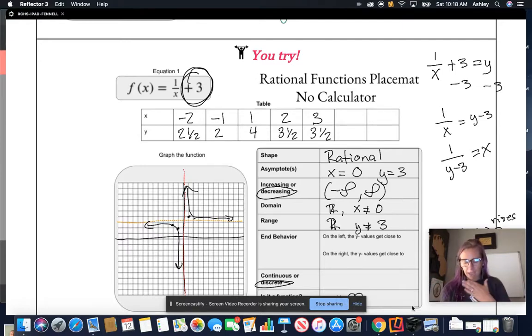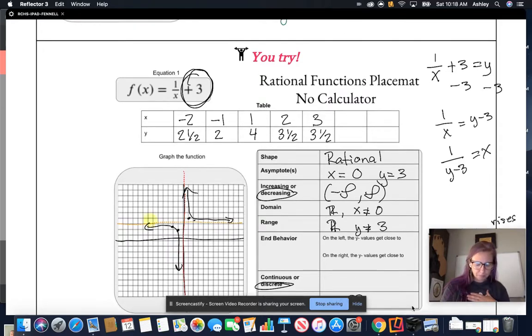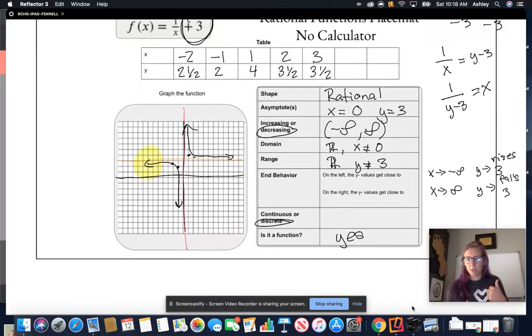All right, end behavior. We're going to look at our arrow over here on the very left-hand side, or as x is traveling to -infinity. What are my y values doing? They're rising up to the asymptote at 3. They won't ever get there, but that's where they're heading.